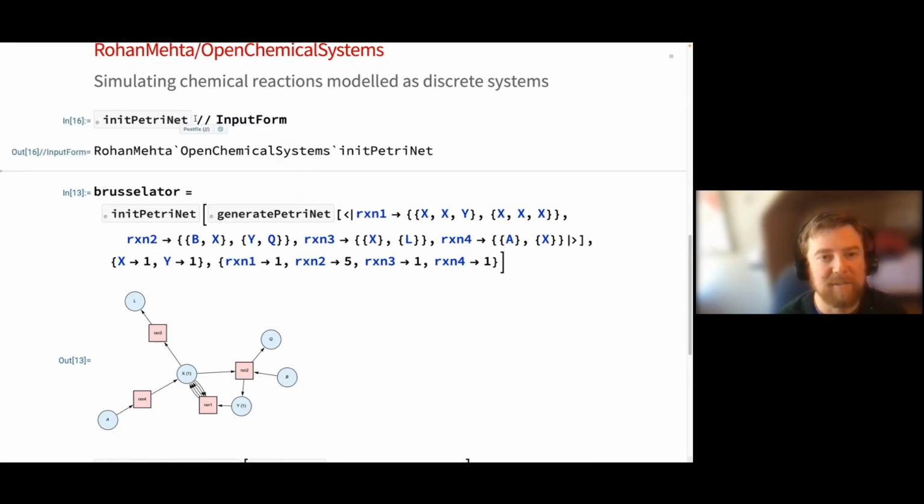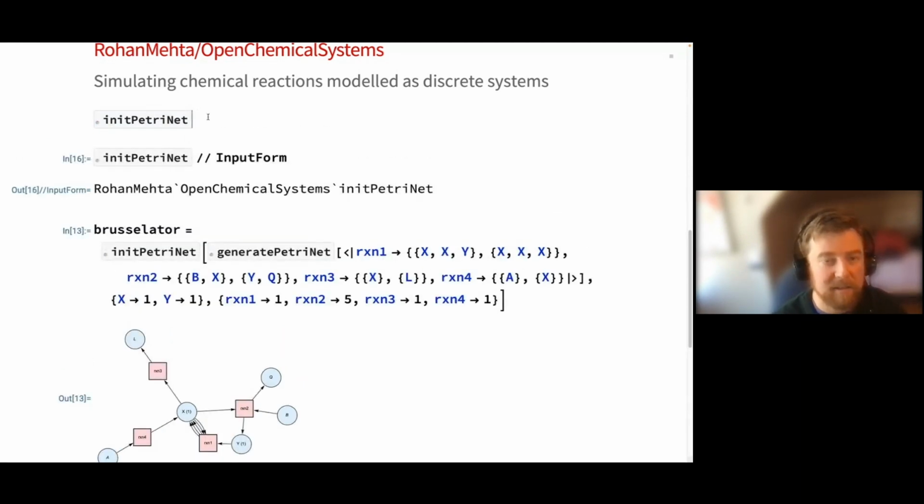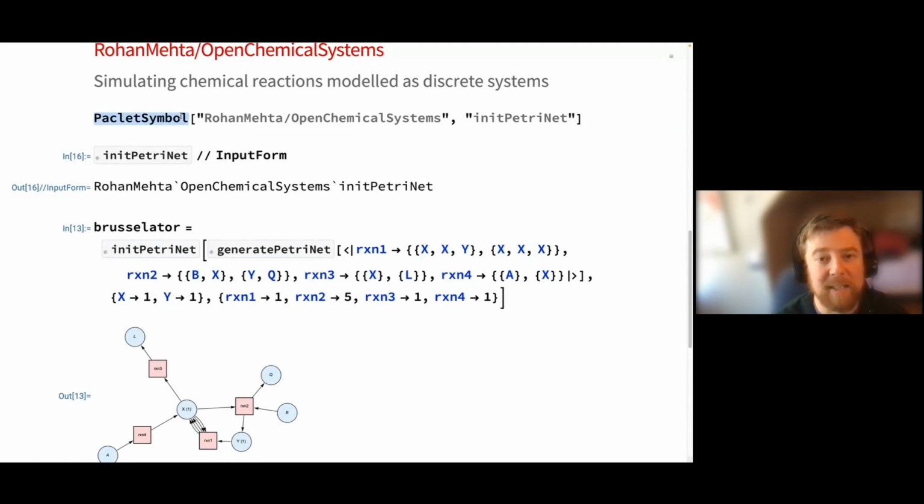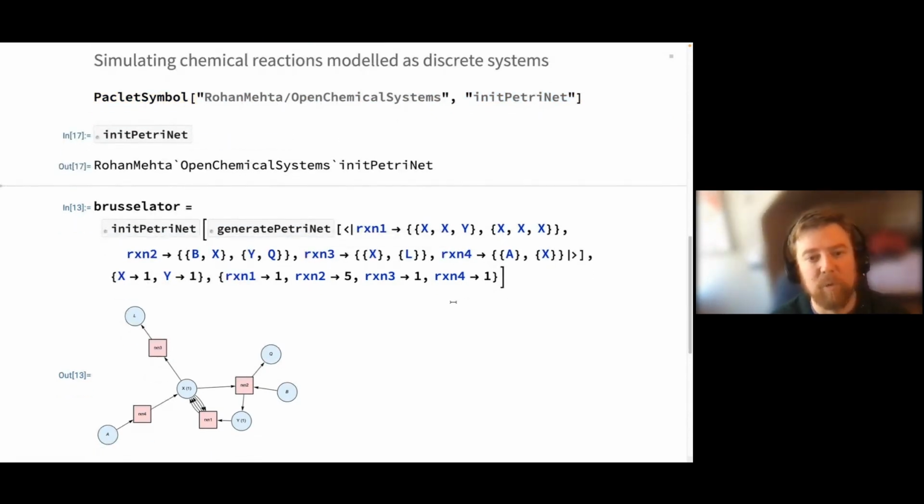Oh, sorry, well, that's evaluating in place. Let me just do Command-Shift-I on this. Let me paste it here, Command-Shift-I. And this is Paclet symbol of the Paclet with the symbol name. And when I evaluate it, it becomes a symbol from the Paclet, but it does more than that.